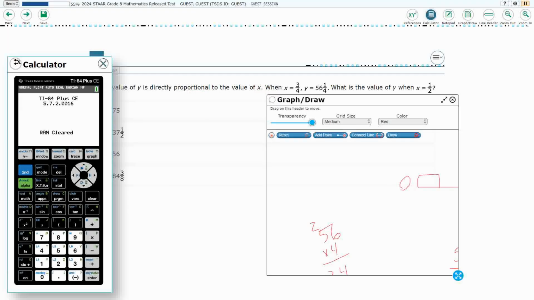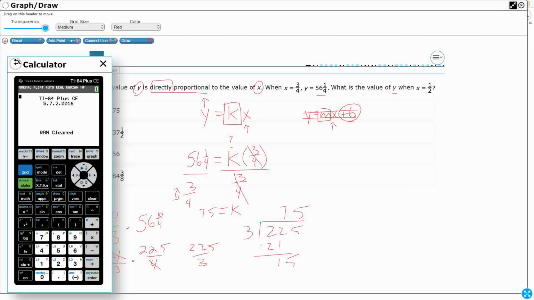Now, let's verify here. Let's get our calculator, and let's see, what did we do? Well, we did 56 and 1/4, which is 56.25, divided by 3/4, which is 0.75, and we get our 75.